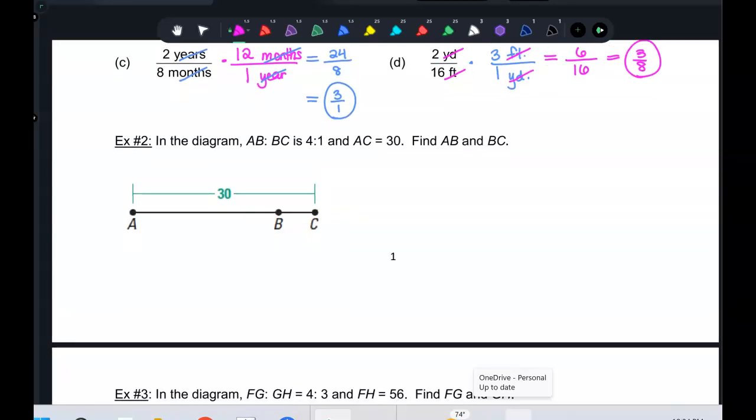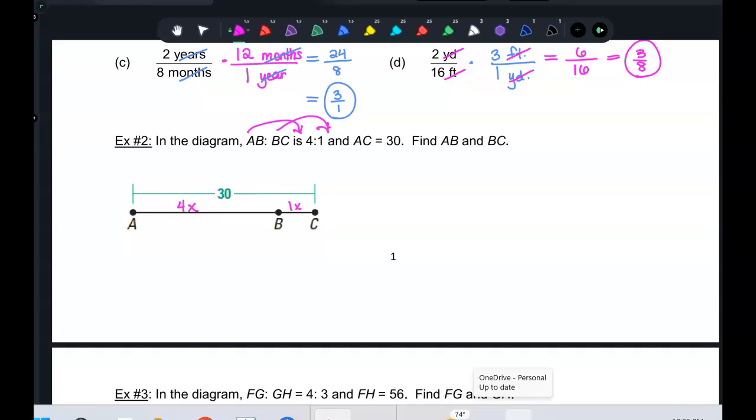Okay, next we have a diagram. It's a number line or a segment. So AB, the ratio of AB to BC is 4:1. And I know the whole thing is AC. I want to find AB and BC. Here's what I'm going to do. I'm going to take the 4:1. I'm going to make AB the 4x, and I'm going to make BC 1x.